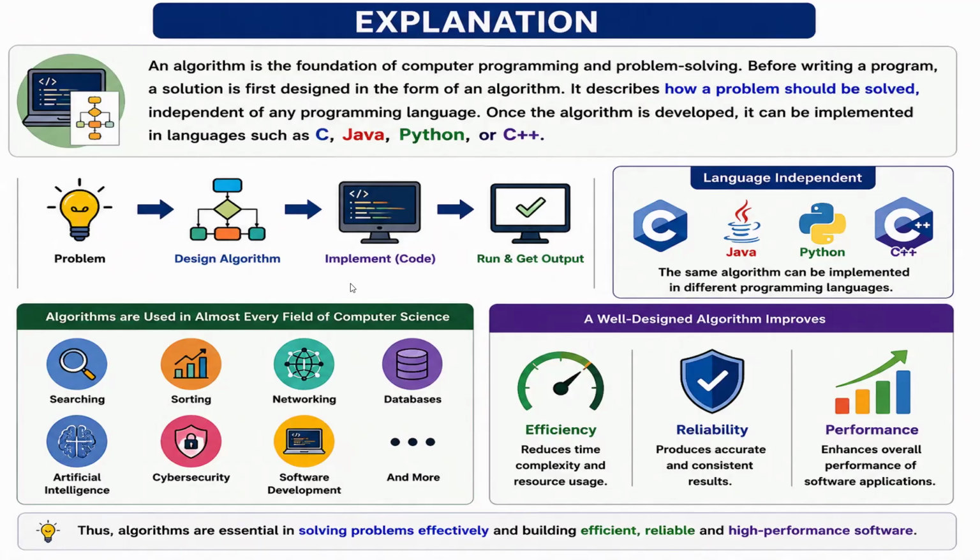So this is the complete explanation about the algorithm. An algorithm is language independent. We can design the algorithm to reduce the time complexity and to reduce the space. Space complexity means memory usage, and we can use the available resources and complete the task with 100% accuracy. So this is related to the explanation of an algorithm.